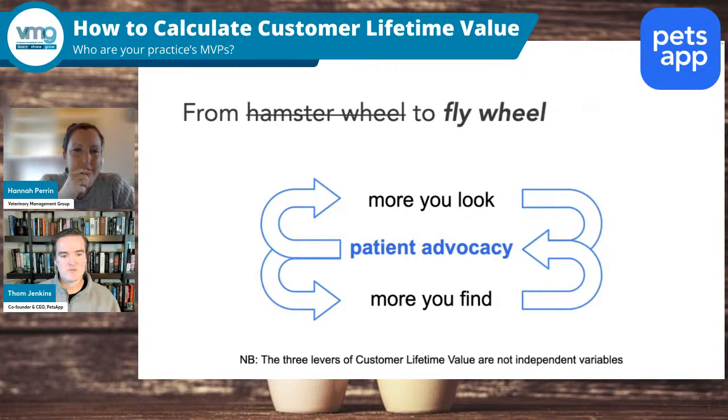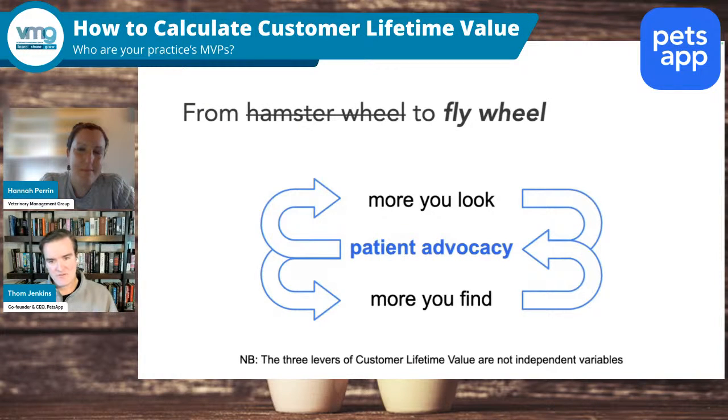And it becomes something of a virtuous cycle. These three levers of cost and lifetime value, when you're looking at average spend, average visit frequency, client retention, are not independent variables. They each feed into each other such that you can get these virtuous loops, as you can see here. The more you look, the more you find.